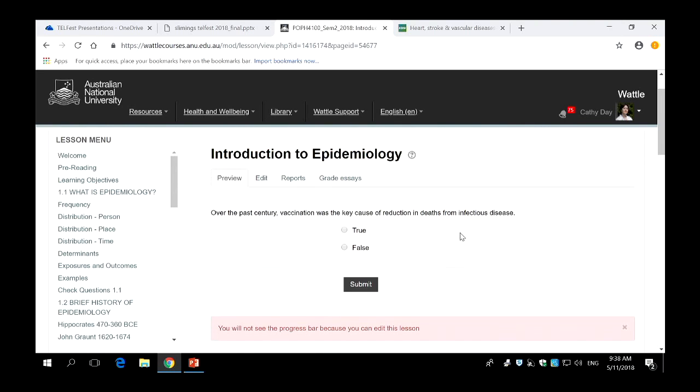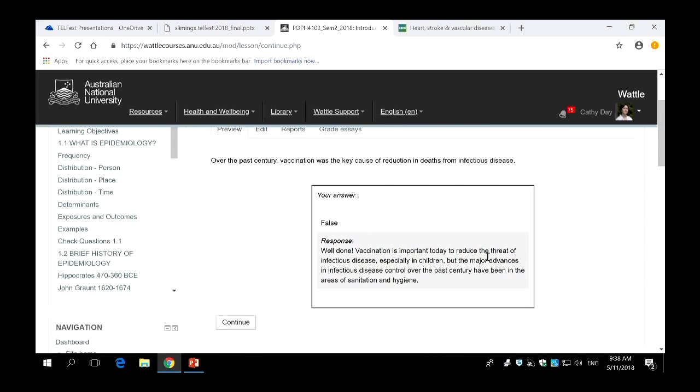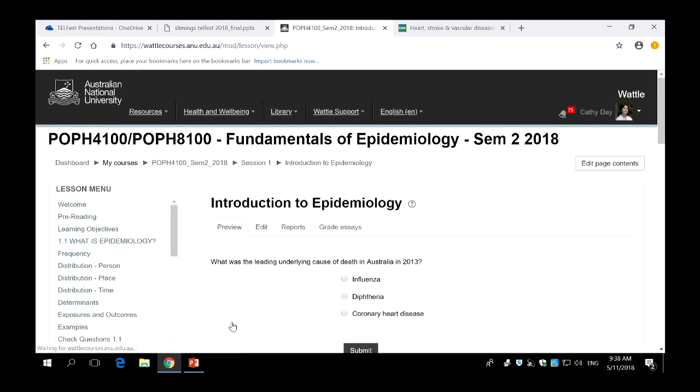They're pretty straightforward. So here's a question: vaccination was the key cause of reduction in deaths. Well, that's actually false. So we will submit. And excellent, so it goes, well done. Thumbs up. And it also gives you a little extra information.